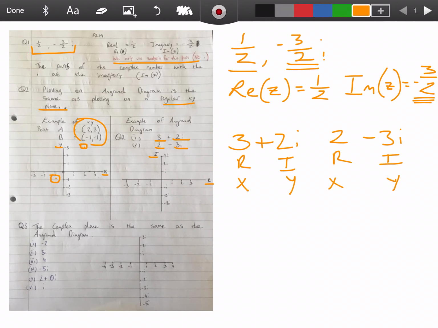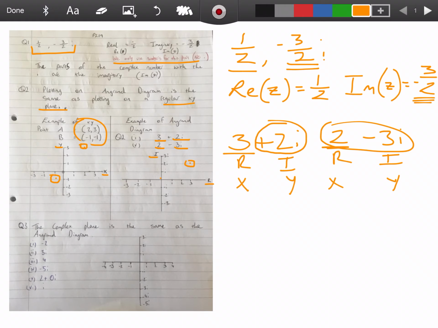So exactly the same. So I take my 3 on the real axis, I go across, again I start at the origin, I go across the 3, and then I've got plus 2i. I'll circle it with the sign in there because the sign is important, the plus 2i. So when it's positive, I'm going up, and when I'm negative, I'm going downwards. So I've got across the 3 on the real and then up to 2i, and that will give me my point about there.